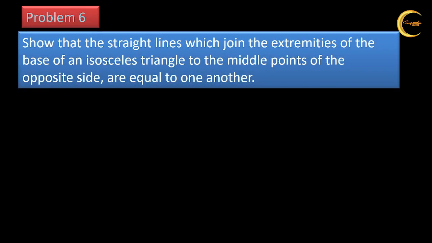Now let's see our next problem. This is problem 6. This problem 6 says: show that the straight lines which join the extremities of the base of an isosceles triangle to the middle points of the opposite sides are equal to one another. First, you see the wording of this problem.